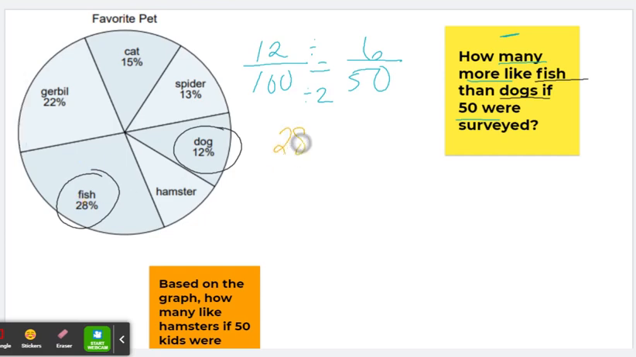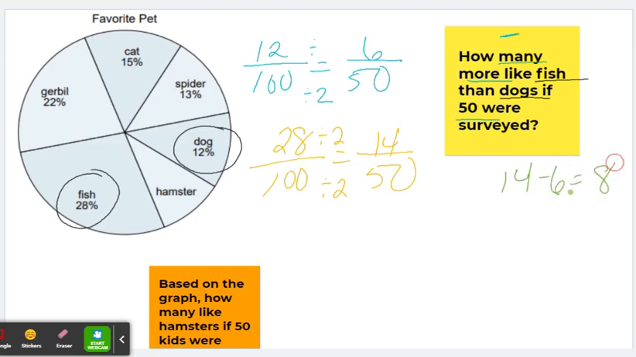So that's 28%, so it's out of 100, equals something out of the 50 kiddos. Once again, I see I can divide to move from 100 to 50 by 2. So 28 divided by 2 is 14. Now we're going to subtract these two because how many more means to subtract. So we're going to do 14 minus 6, which gives us 8.